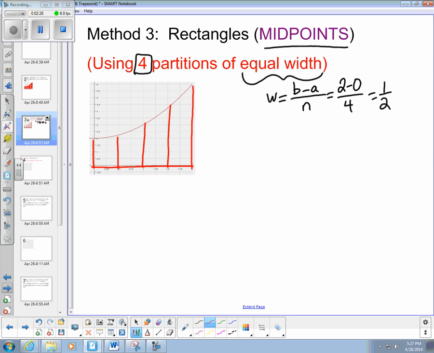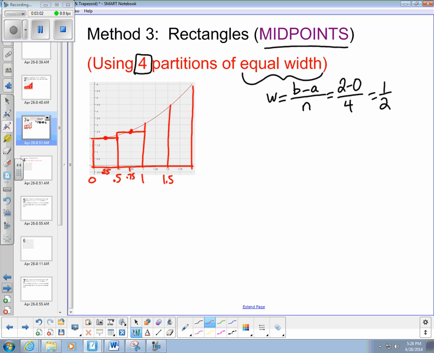Okay, now if I'm going to make a rectangle using the midpoint method, then I need to find the midpoint of these regions. Okay, so what is halfway between 0 and 0.5? Well, the halfway would be 0.25. So at 0.25, I'm going to come up here, put a point on my curve, and that's where I'm going to flatten my rectangle out. Okay, halfway between 0.5 and 1 would be 0.75. So I'm going to come up to the curve at 0.75, and then I'm going to flatten out to make my rectangle.